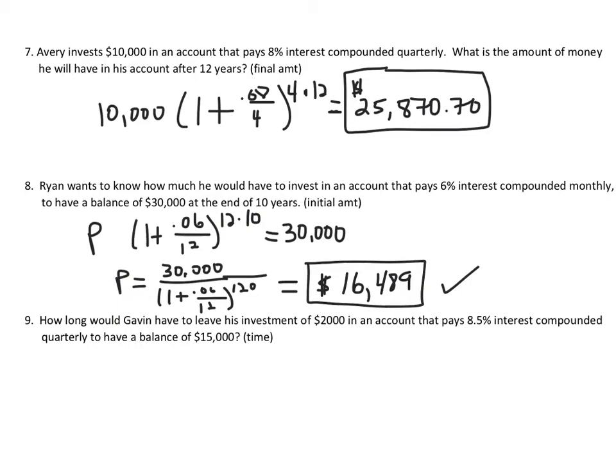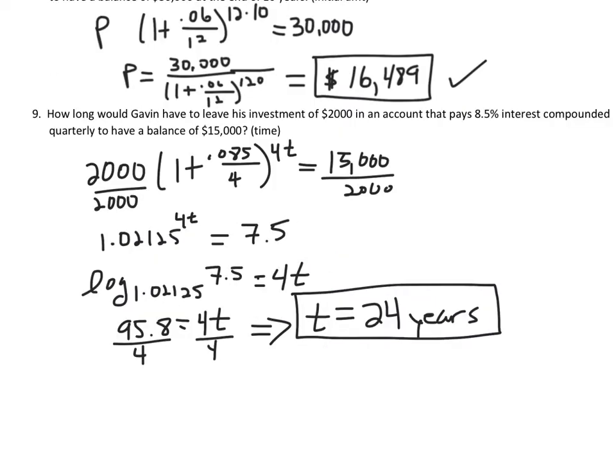Another way you can check is to plug it back in for P and do the calculation and make sure that you get 30,000. So you can actually plug this value back into P in your original equation and see if you get 30,000. That's the way you can check your answer.